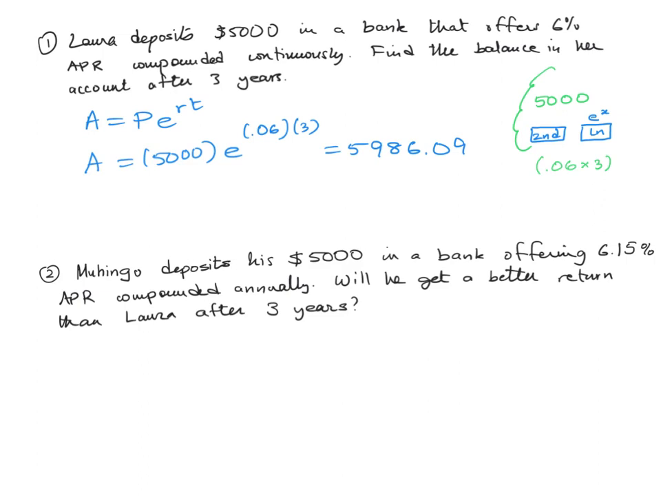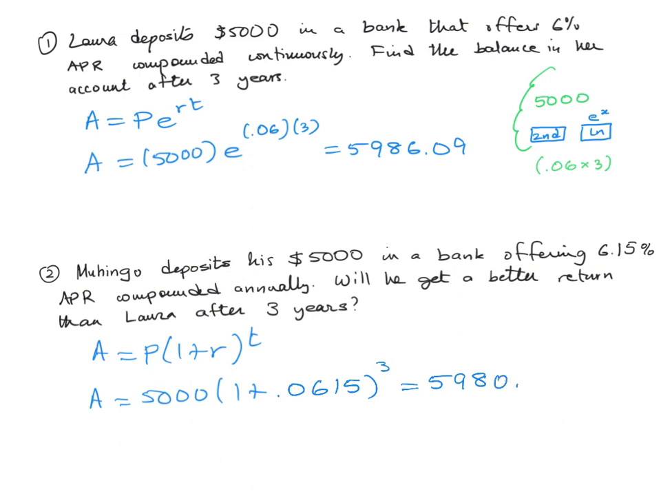Now this is, of course, a different formula. Compounded annually, so it's A equals P times (1 plus r) to the t now. And of course, the principal was 5,000. 1 plus, now the rate here is 6.15%, so 0.0615. And the time here is 3, so raised to the third. And you plug that in your calculator, and again, round to the nearest penny. And I get 5,980.40 when I round it.